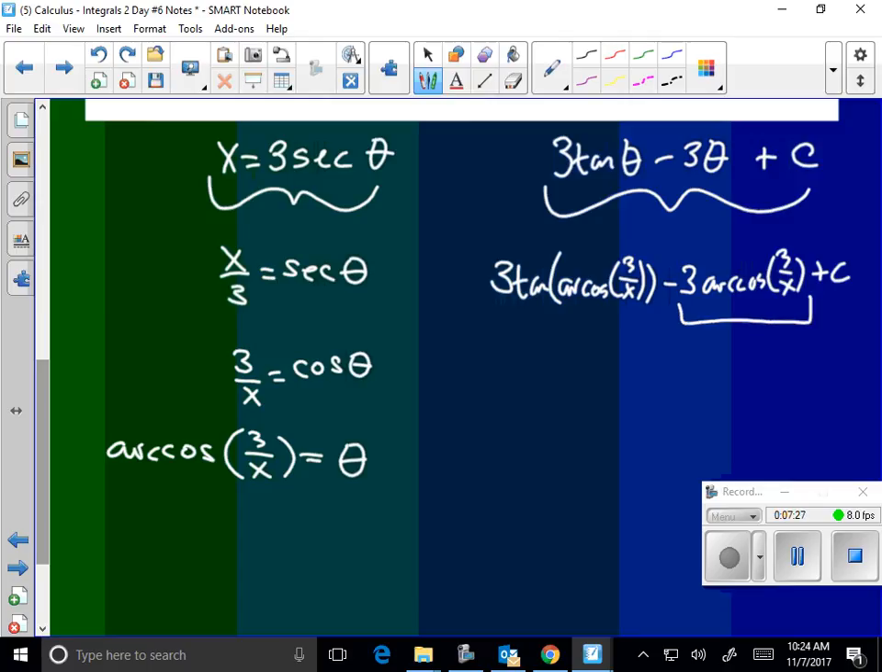That is fully reduced. The arc cosine of 3 over x. I can't go any further. But I can go further with this.